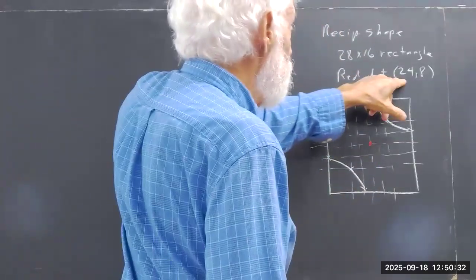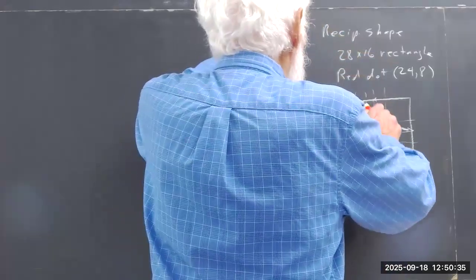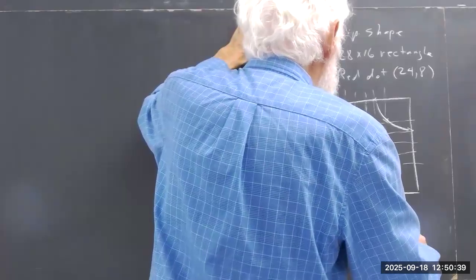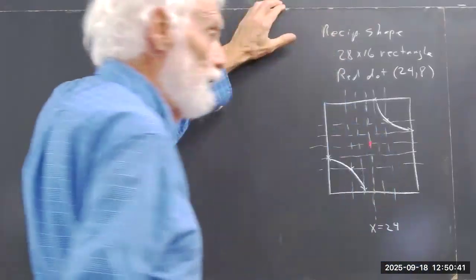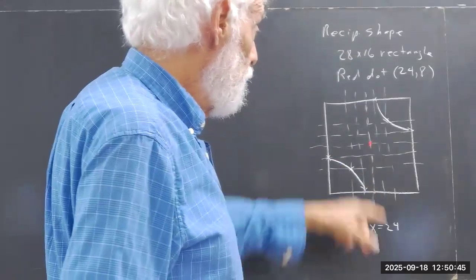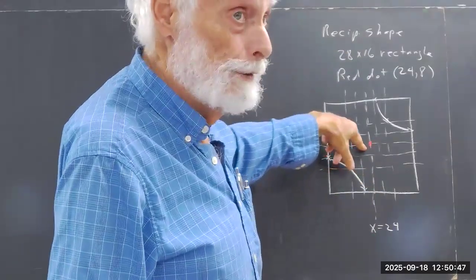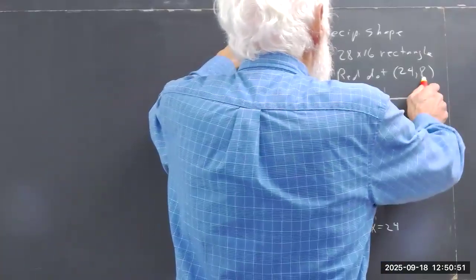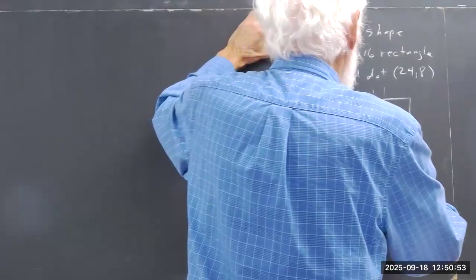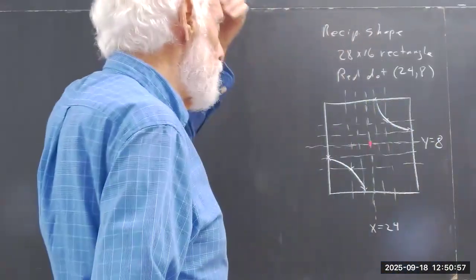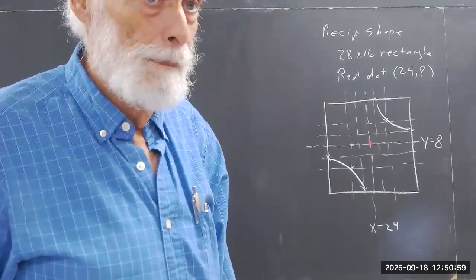Okay. Now, 24 means the X coordinate. That means this line here is a line where X is always equal to 24. You want to understand those words in that statement. X is always equal to 24 on this vertical line that goes through the point 24, 8. And Y is always 8 on the horizontal line through the red dot.